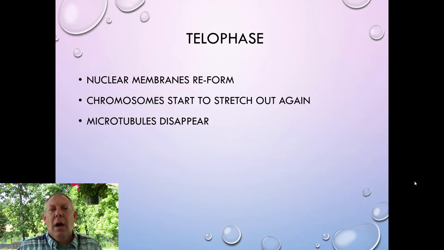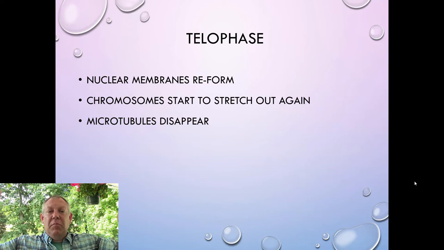Okay. Final phase is telophase. At telophase, the nuclear membranes begin to reform. So the nuclear membrane dissolves in prophase. That's how you can pull these chromosomes apart. Remember, they're inside the nucleus. So you've got to get rid of that nuclear membrane so that you can move those sister chromatids apart.